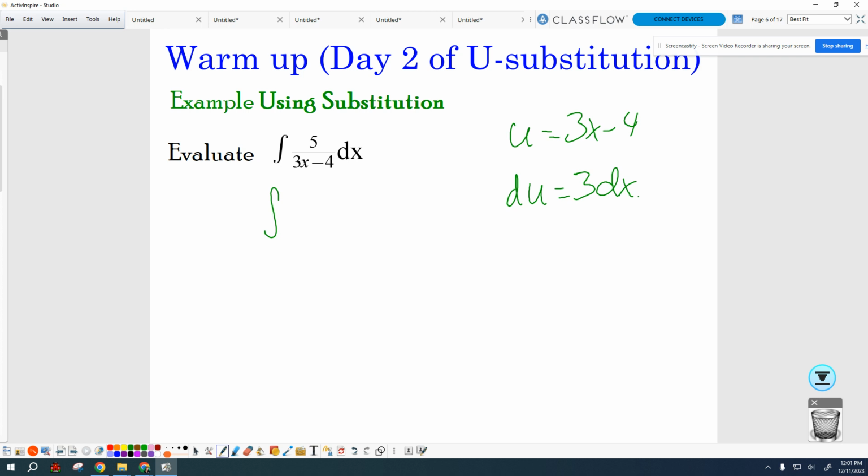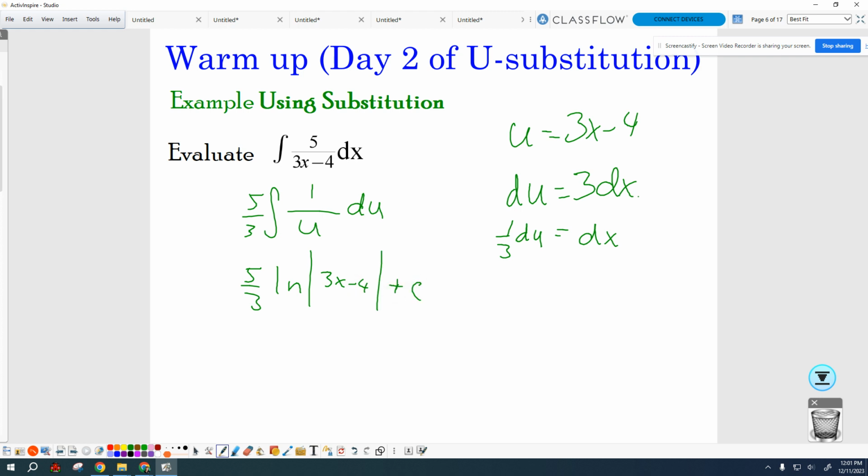Gonna do the Clio rule again, stick the 5 outside because it's just clouding things in here. 1 over u and dx equals 1 over 3 du. 1 over u, how does that integrate? ln, absolute value bars. ln of the u value. I already swapped the x values in. I didn't even think about it. Sorry about that. There it is.